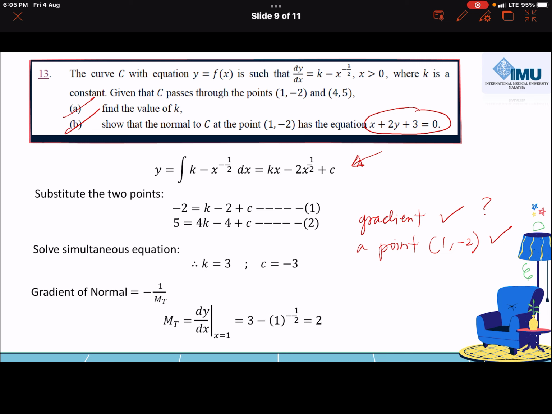Now, what about the gradient of a normal? Correct. The gradient of a normal is just simply negative 1 over the gradient of the tangent. How to find the gradient of a tangent? It's basically dy over dx. That is the gradient function for the tangent. Substitute in x equals 1 into your derivative. What is the derivative? Yes, remember it's given in the question and you also have found the value of k as 3. Put in and evaluate accordingly. You will get the gradient of the tangent equivalent to 2.